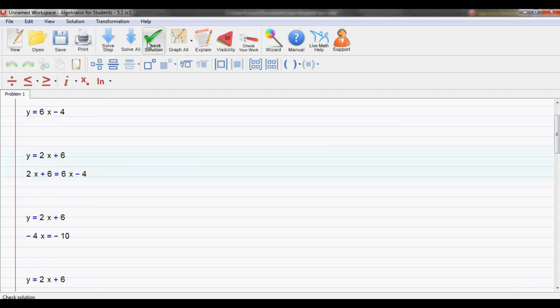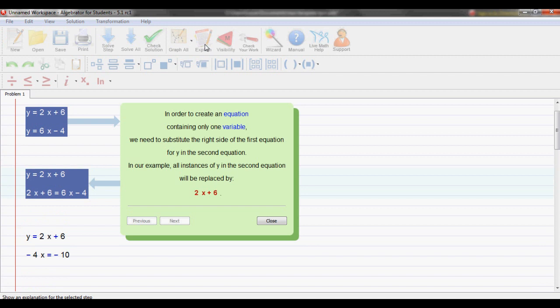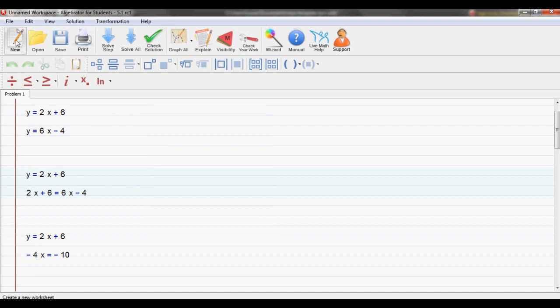Now, one of the features I really liked is that you can click on any individual step and then ask for an explanation, and you'll get a short written explanation of what's going on and how the software arrived at that solution.